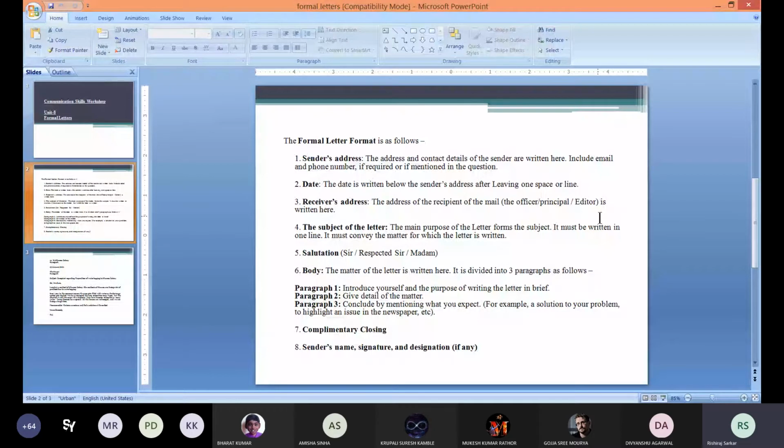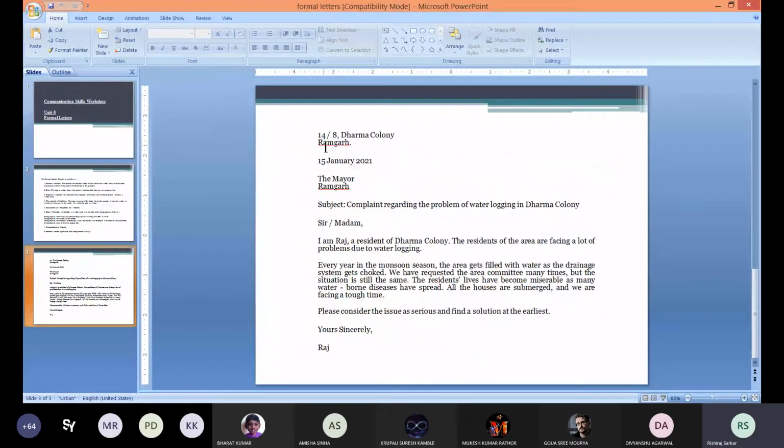Between the first line, where there is the road, and the separation with the area line, people put in commas, so do not use that. Like after Dharma Colony, some people put in a comma and then Ramgarh. We do not need that. Keep the address brief, right? Yes. Okay.